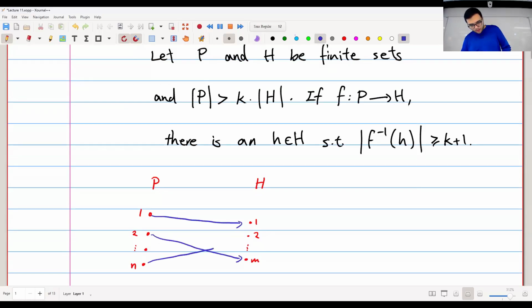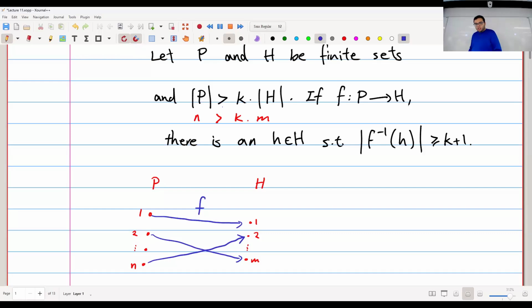Okay. Now, I don't know much about this function. All I know is that every pigeon is mapped to some hole, right? But the number of pigeons, n, is more than k times the number of holes. So n is more than k times m, and here k is a natural number. So I claim that there should be a hole that has at least k plus 1 pigeons mapped to it. And this map is what we call f here.